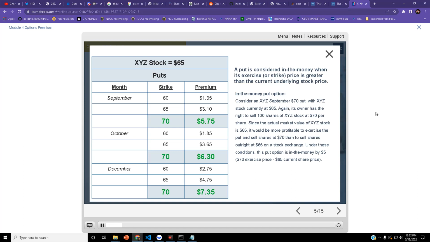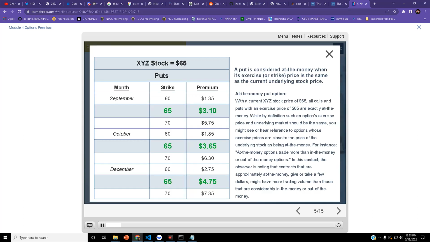In-the-money puts. As with most things options related, the puts behave in an opposite manner than calls. In-the-money puts occur when the strike price is above the current share price, as it is economically advantageous to sell stock above its market price. In the example here, a holder of the $70 put, regardless of the month, has the right to exercise and sell shares, or put shares to another, at $70 when they are trading at $65 on the open market.